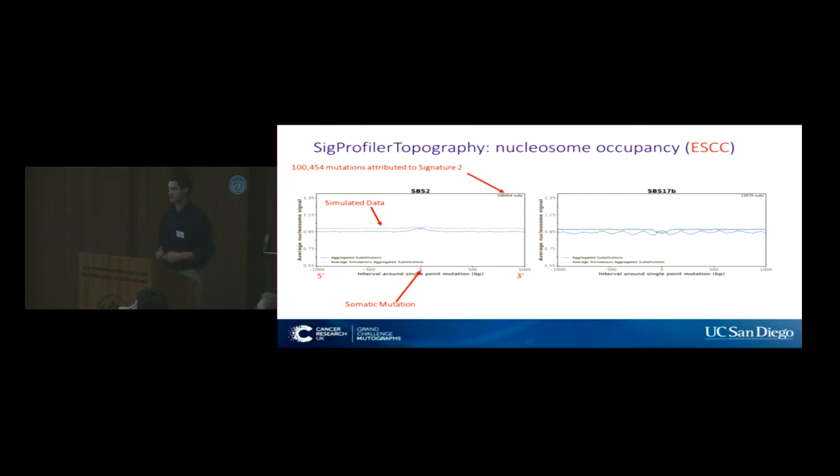Similarly, we can look at all the mutations attributed to signature 17B, and you can immediately see that there's an increase in nucleosome occupancy at the point of the mutation. And there's also now this periodic signal surrounding the mutation, suggesting that the mutations attributed with this signature are occurring in regions of clustered nucleosomes, especially when you compare it to the simulated data, which actually shows that there's a decrease in nucleosome occupancy expected by chance at the point of mutation.